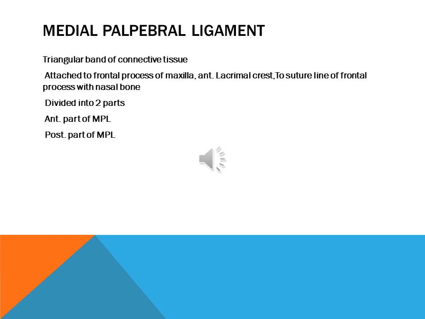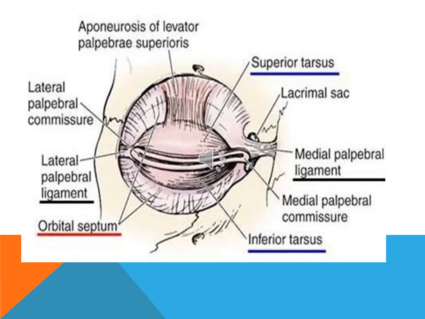The lids are developed from the surface ectoderm, a fold of ectoderm which covers the anterior surface of the optic vesicle and then fuses together in front of the eyeball, and later it separates to leave the conjunctival sac.